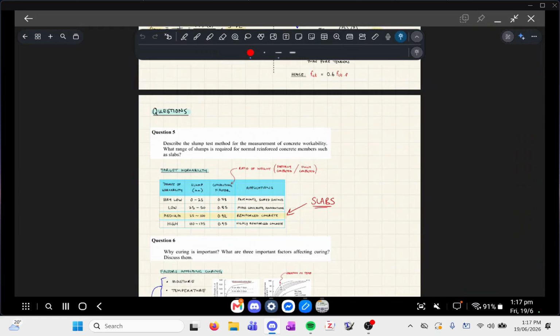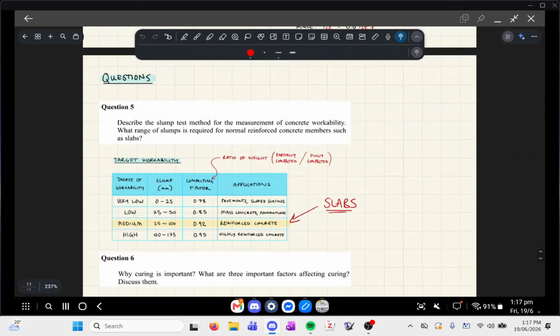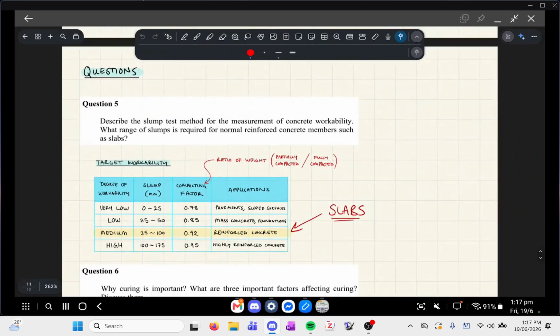All right. So continuing from last week, back into the headspace of slump and things like that. I'd like to explain this table a little bit better. The way the question frames this is: describe the slump test method for the measurement of concrete workability. What range of slumps is required for normally reinforced concrete members such as slabs?